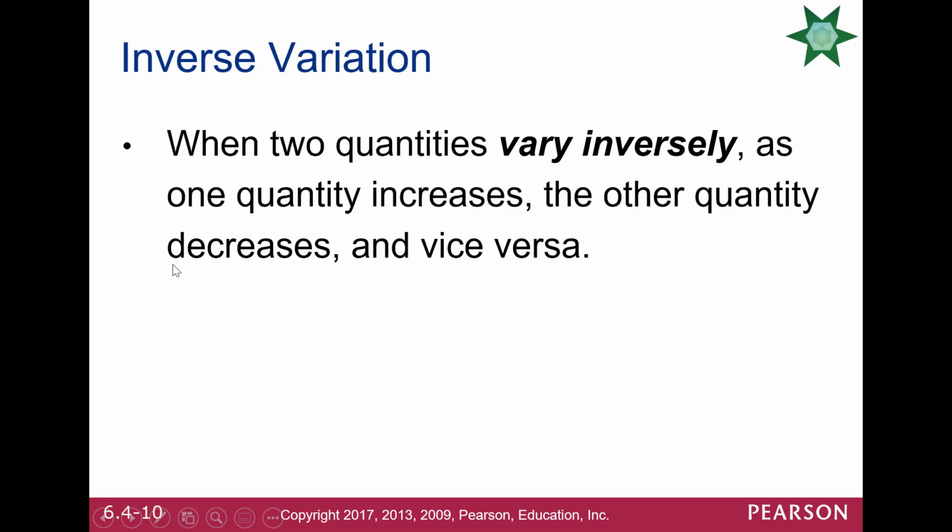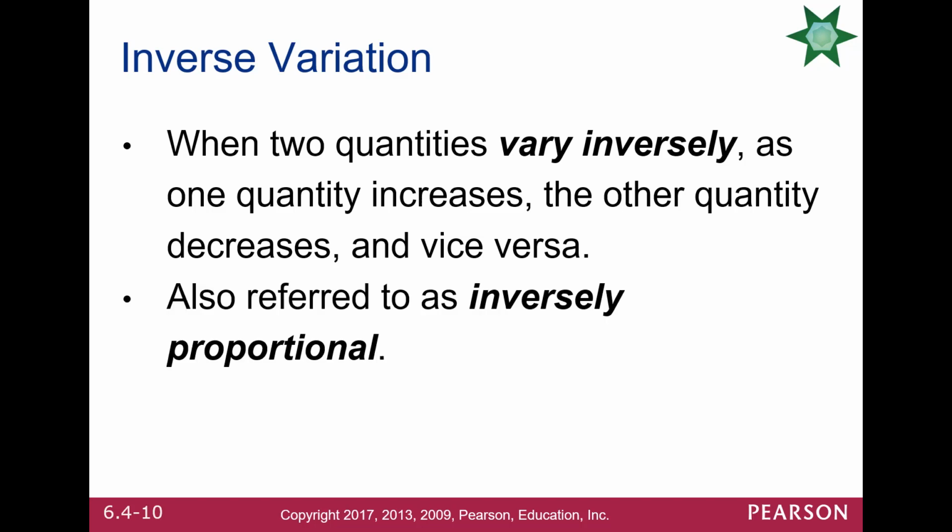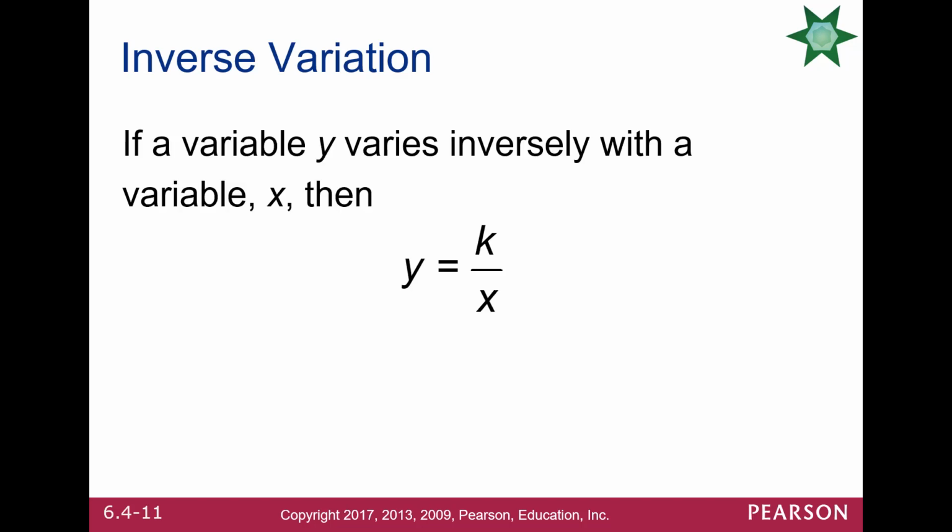Inverse variation means that as one thing goes up, the other thing goes down, or vice versa. So you're going to have an equation which looks like this: y equals k over x. If you look at this, you can see how if I had, for example, y equals 1 over x even, there's a big difference between saying y equals 1 over 10 versus y equals 1 over 100 versus y equals 1 over 1,000. The smaller the value of x, the bigger the value of y. The larger the value of x, the smaller the value of y. They're inversely related.